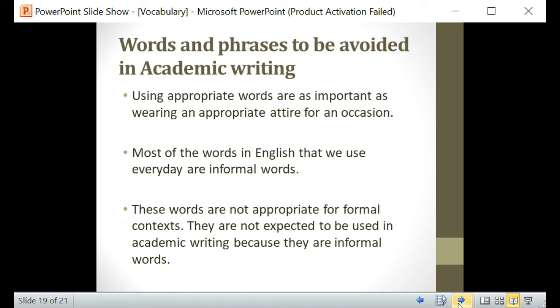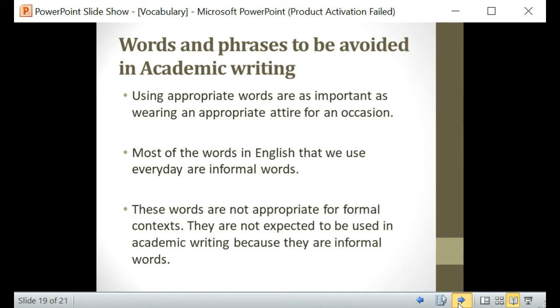Most of the words in English that we use every day are informal words. These words are not appropriate for formal contexts. They are not expected to be used in academic writing because they are informal. The words that we frequently use in everyday life are very informal and hence do not match the formal use in academic writing.